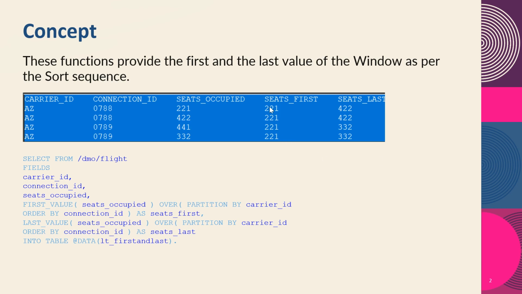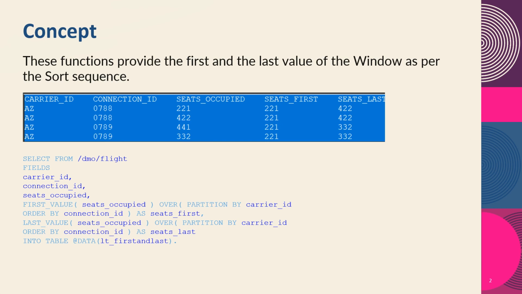in the sheet first, you can see the first value, and in sheet last, you can see the last value. You can observe the last value has been changed because there is an order by connection ID. Because connection ID is different, for the first set, connection ID 788, the last value of this one is 422. And coming to the second set, the connection ID is 789 and the last value is 332, that's being shown.